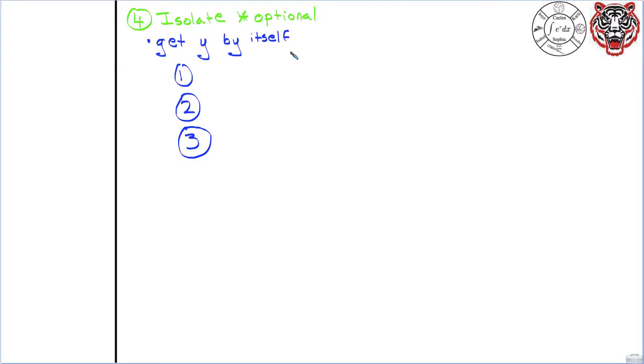So step 4, isolate. This is the optional step, and this is essentially getting y by itself. There are basically 3 steps here, and they're pretty general. There's a lot of wiggle room for what I'm actually doing here. But generally speaking, the first thing that you want to do is find c. Find c, the constant of integration, using initial conditions.